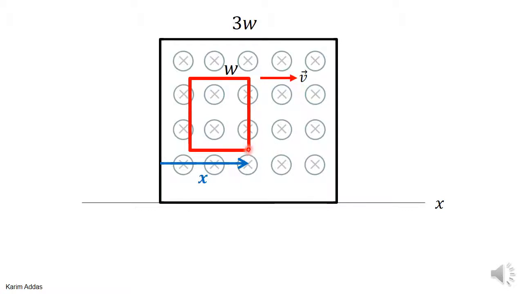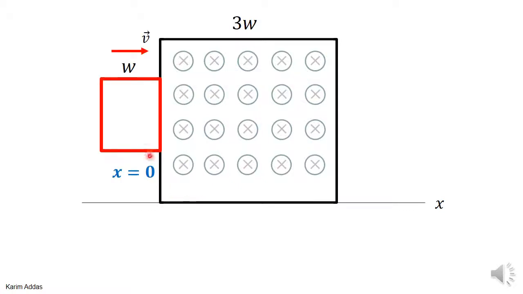The distance x is the distance between the beginning here of the region to the end of the rectangular loop. So that's what x is. It means that when the loop is at this position, x is 0. Because again, remember, it's the distance between the beginning and the end of the loop. So in this position, x is equal to 0.